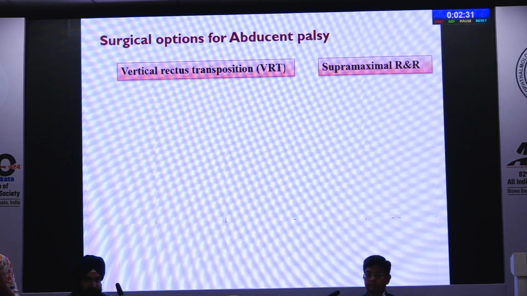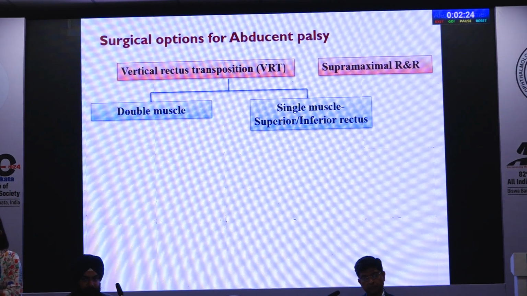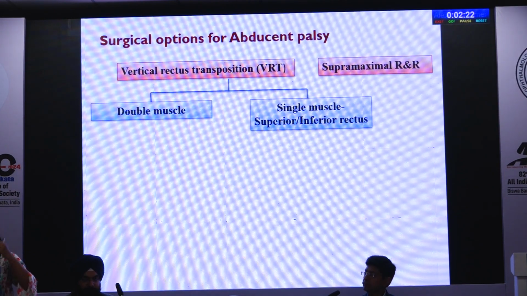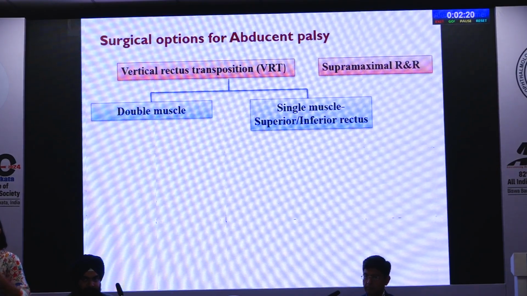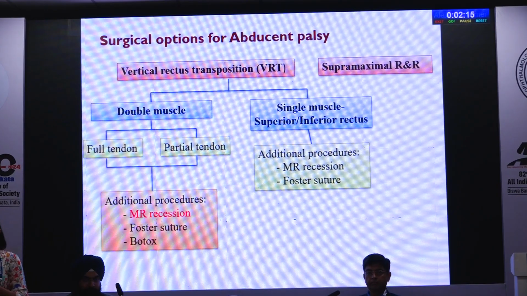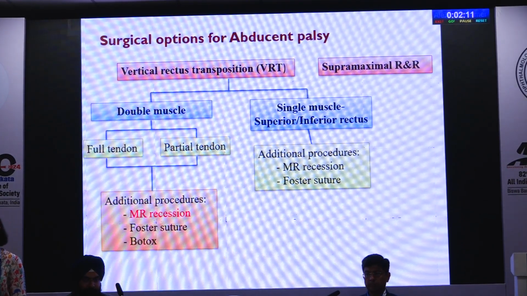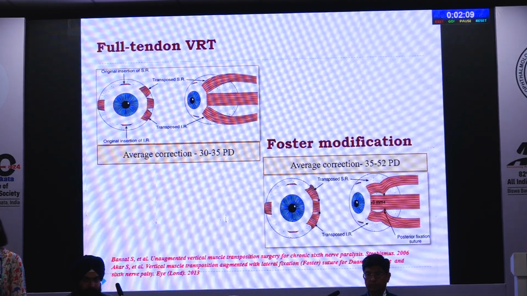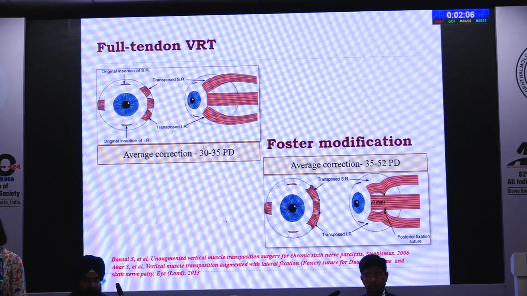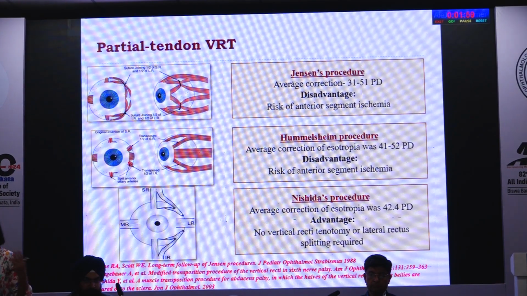Now, what are the types of transposition procedures? Well, vertical rectus transposition could be either double tendon or single tendon. Single tendon could be superior rectus or inferior rectus transposition, and double tendon could be full or partial tendon. All of these transposition procedures could be augmented by either an MR recession, Foster's, or Botox. So this is a diagrammatic representation of these various types of procedures: a full tendon VRT, a Foster's modification, Jensen's, Hummelsheim's, Nishida.